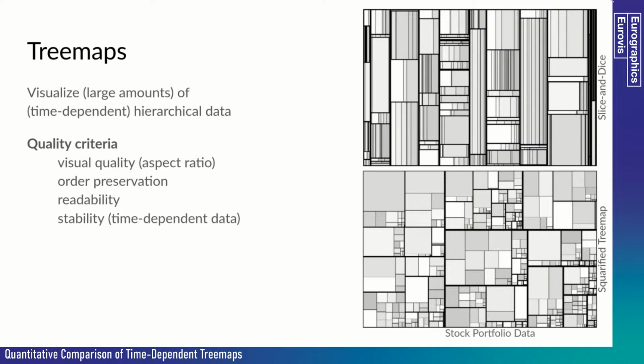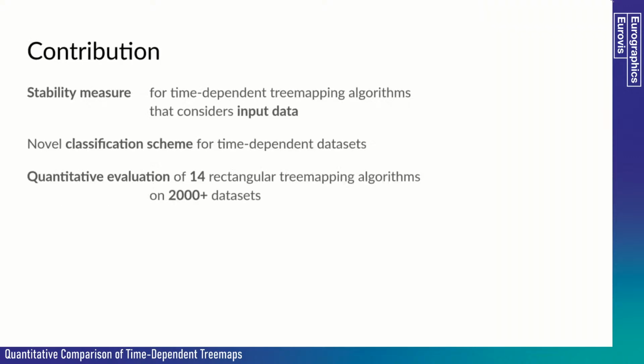Most tree maps use rectangles, although there are alternative models such as Voronoi, L-shaped, and jigsaw tree maps. But in this paper, we will focus exclusively on rectangular tree maps. There are many different rectangular tree map algorithms in the literature, and different designs work around different constraints and focus on different aspects, such as visual quality, order preservation, readability, or stability. This last aspect will be the focus of this work, since we are interested in portraying time-dependent data. The contributions of this work are as follows. We introduce a new method to measure the stability of time-dependent tree maps, which explicitly considers the input data.